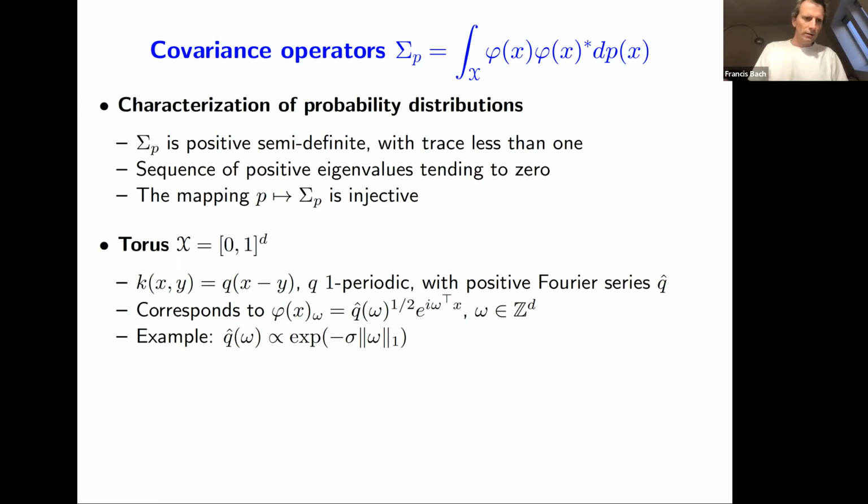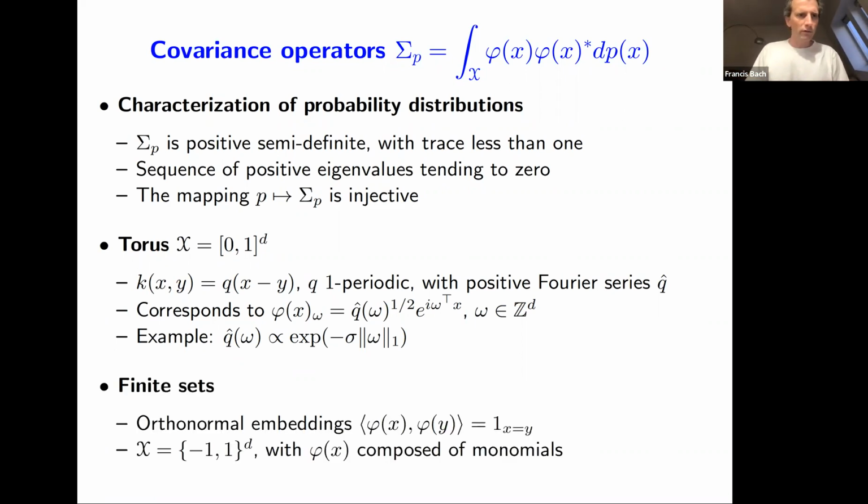But as I've mentioned, the kernel framework is not only focused on R^d or on vector spaces. You can also apply it to finite sets, and I will use finite sets a bit later, for which there are classical kernels. The obvious one is what is called the orthonormal embedding, where phi of x and phi of y are either 0 or 1, depending on whether x is equal to y. It's often called the one-hot encoding of discrete variables.